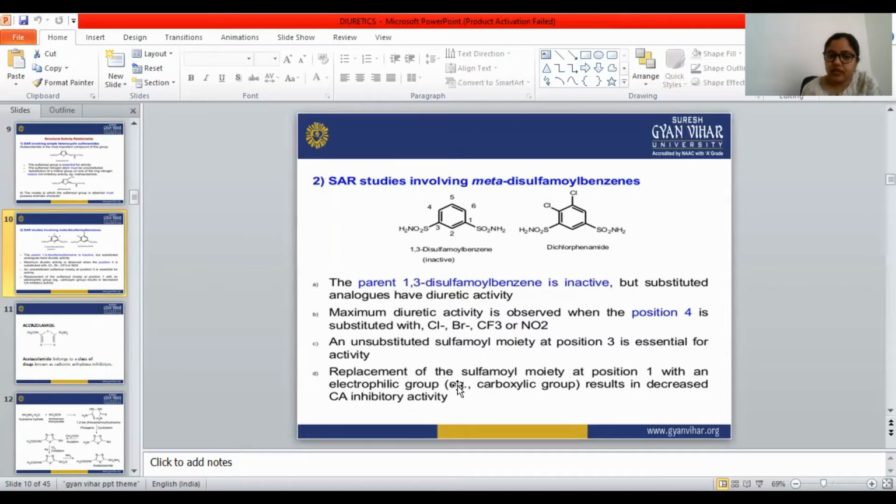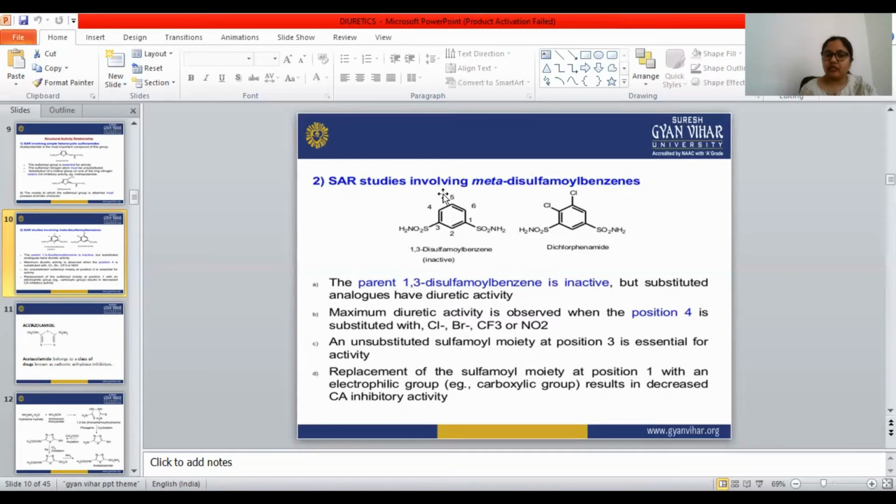Replacement of the sulfamyl moiety at position 1 with an electron-withdrawing group, such as a carboxylic group, results in decreased carbonic anhydrase inhibitory activity. So if we replace the sulfamyl group at the first position with a carboxylic group, that decreases the carbonic anhydrase inhibitory activity. So this is very simple.